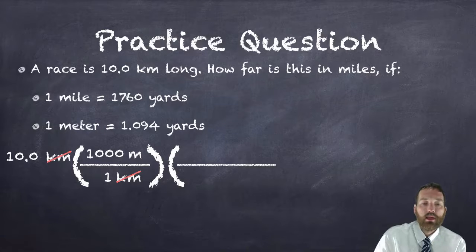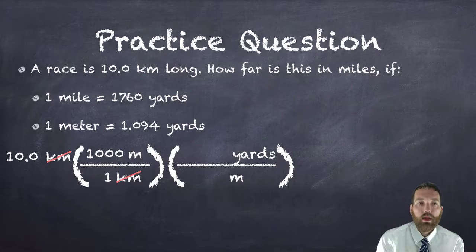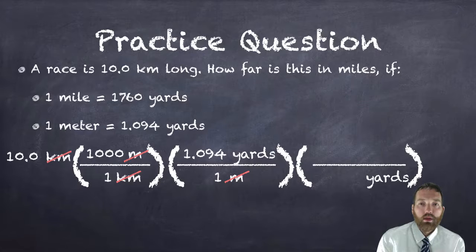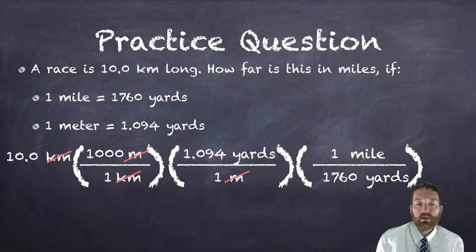So if I have meters on top of my bracket here, I want to have meters on the bottom, so it will cancel off. So I'll put 1 meter on the bottom and 1.094 yards on the top, right from the given in the problem. Now meters and meters cross off and go away. I'm into yards. And then you can see I need one more step to get from yards to miles, and I'll just use the given in the problem. Yards on the bottom, miles on the top. 1 mile is equal to 1,760 yards. Now yards and yards cross off.